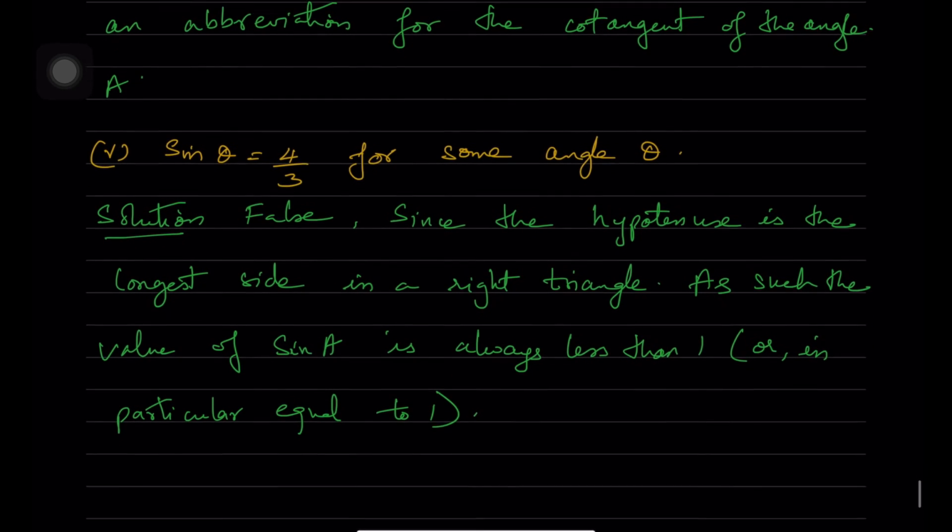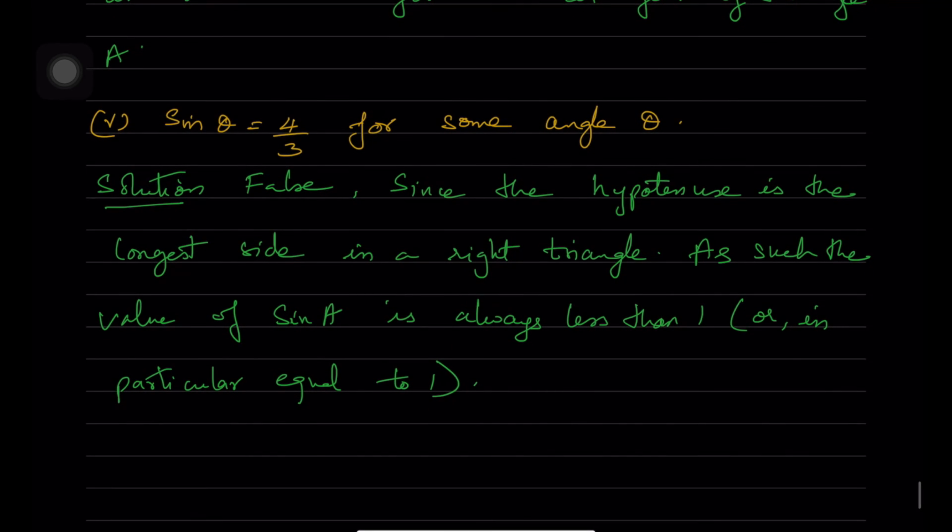Now sine theta is equal to 4 by 3 for some angle theta. So this is also false, since the hypotenuse is the longest side in a right triangle, as such the value of sine A is always less than 1, or in particular equal to 1.